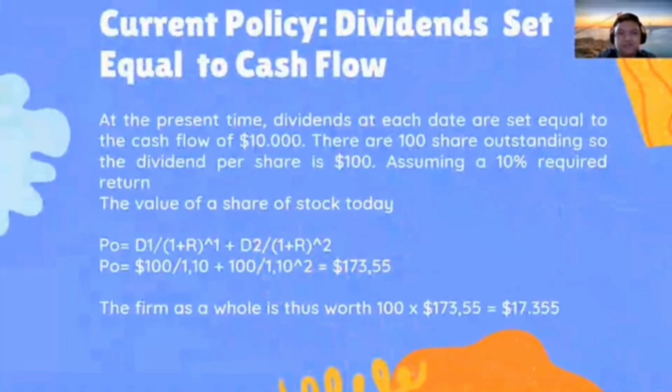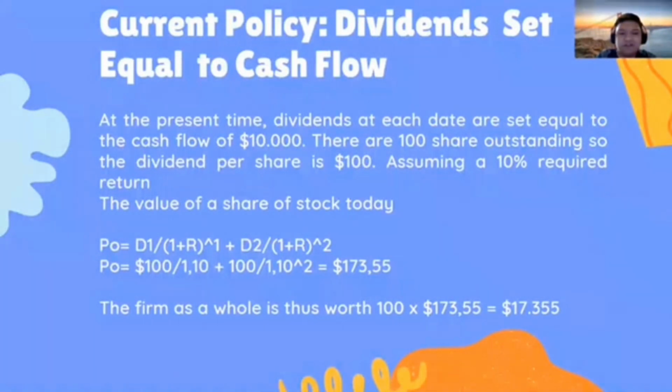There are two ways to calculate this. The first one is current policy, which is the dividend set equal to cash flow. At the present time, the dividend at each date is set equal to the cash flow of 10,000. There are 100 shares outstanding, so the dividend per share is 100.